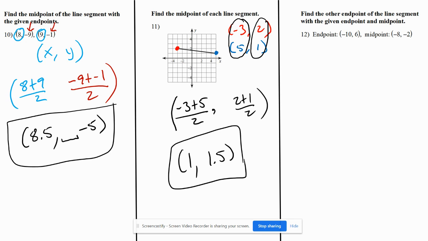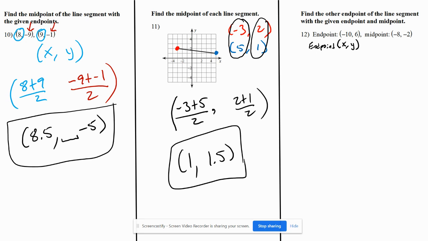So when you're given the two endpoints, it's easy to find the midpoint. Now, one thing you guys did struggle a little is what if I give you one endpoint, a midpoint, and I'm asking for the other endpoint? For right now, I don't know what the other endpoint is. So I'm just going to call it xy. I'm asking find the other endpoint, so I don't know what it is. Like I said, I call it xy.